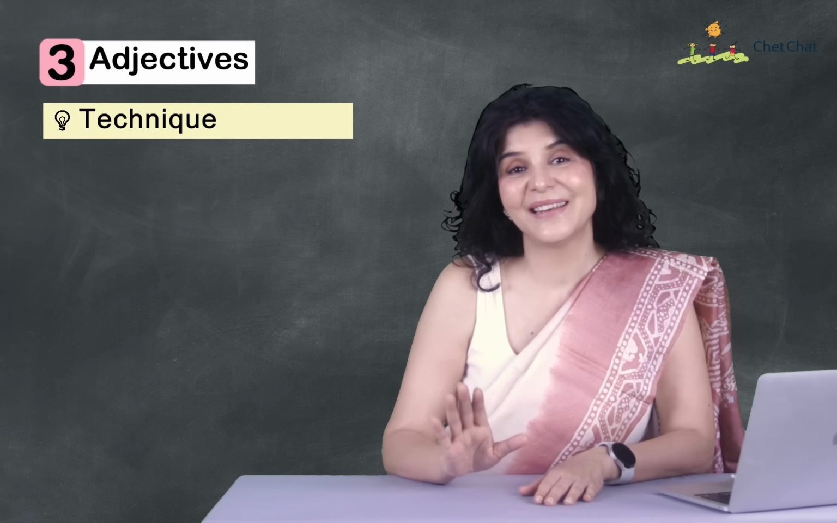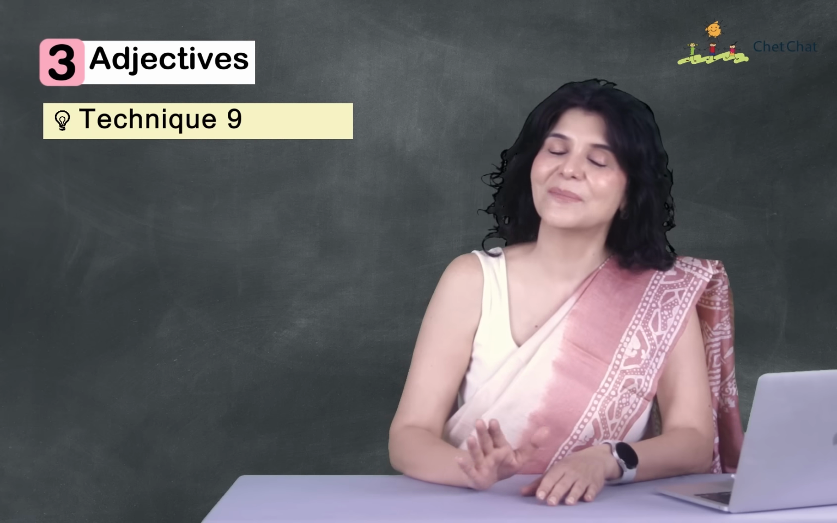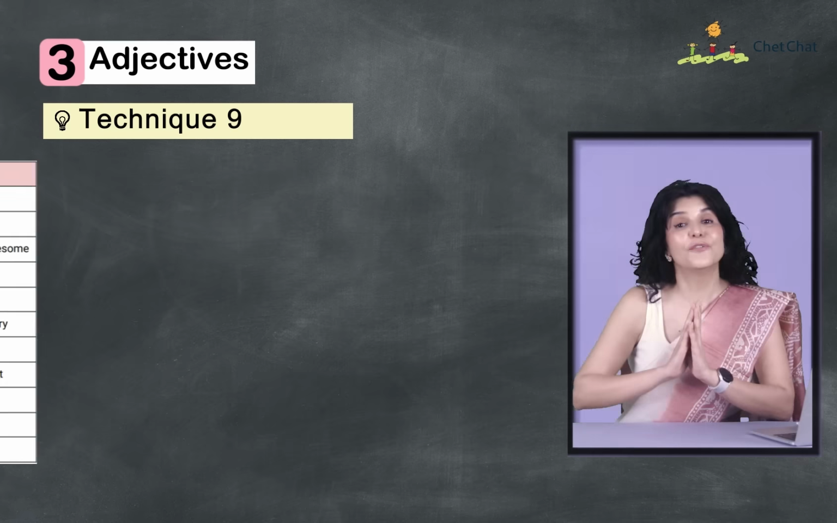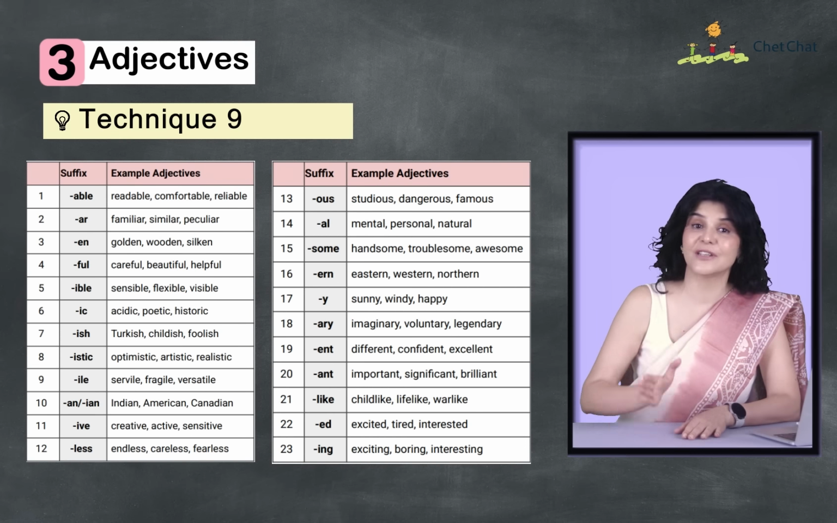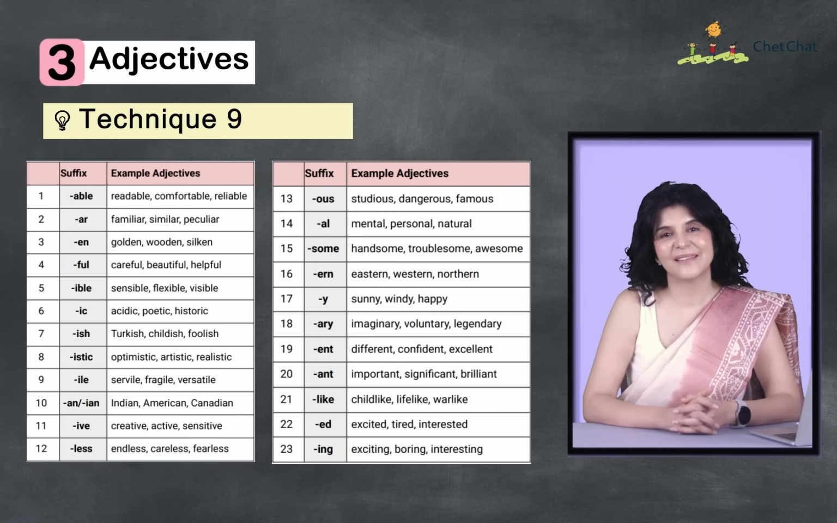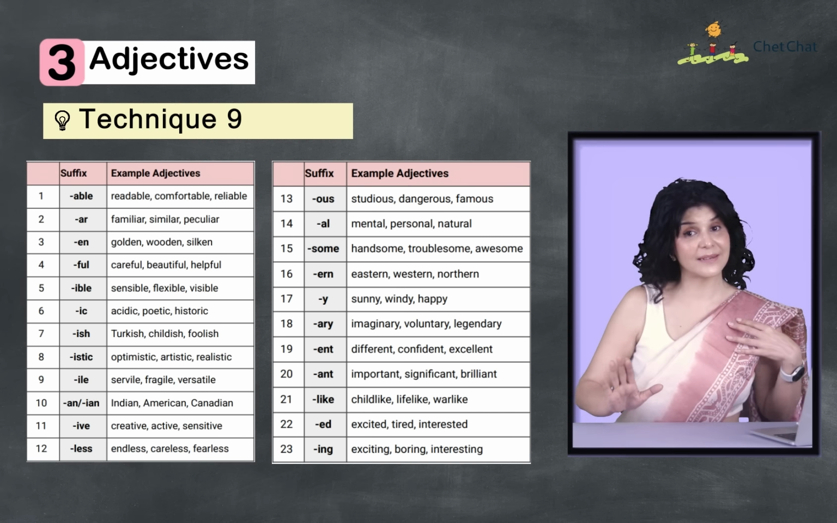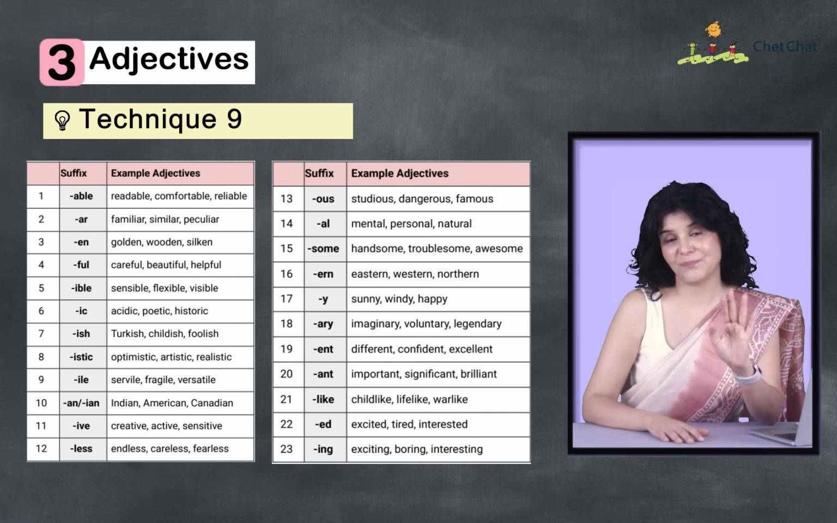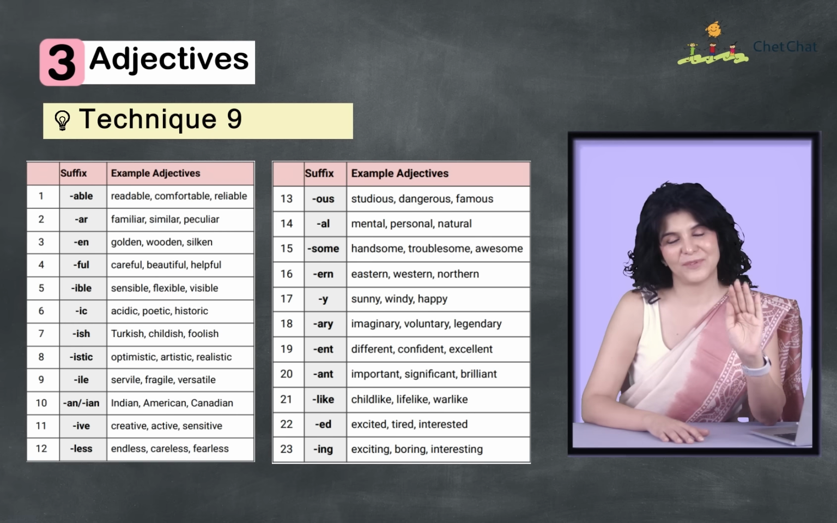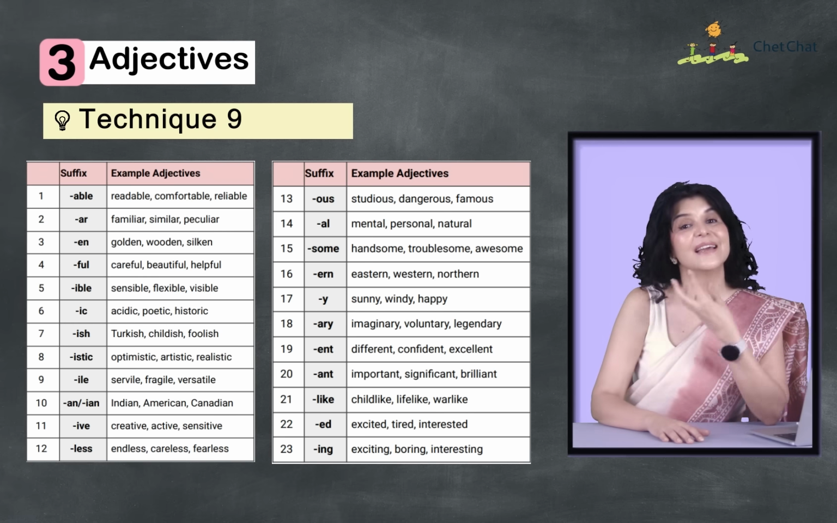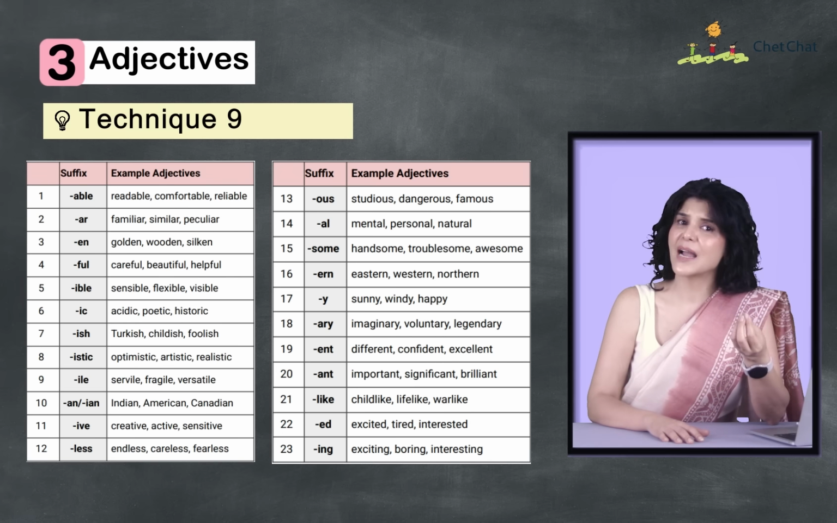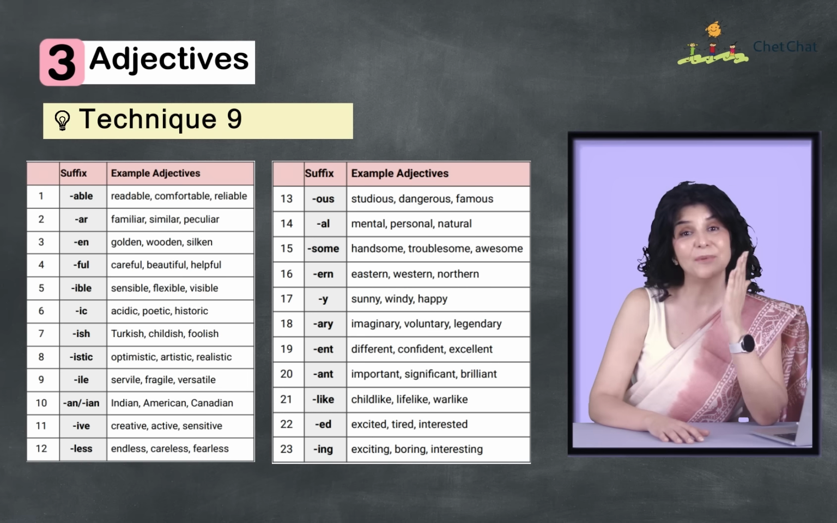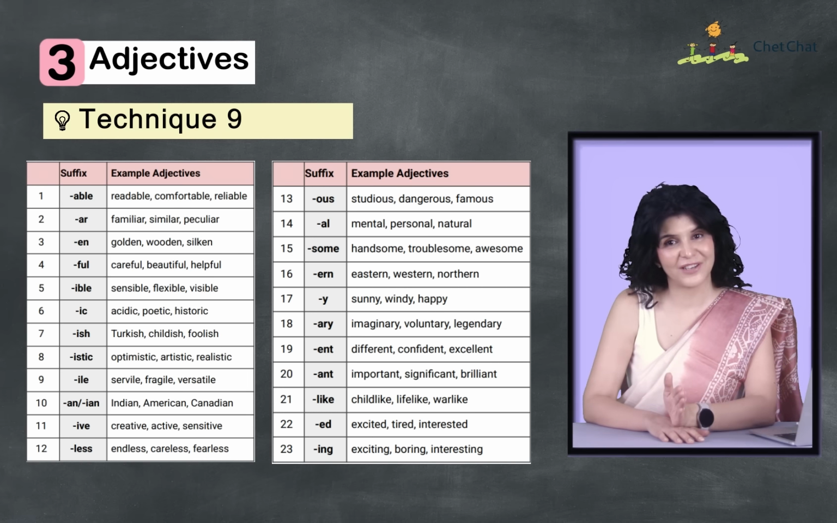Our final technique for identifying adjectives is technique number 9, which is suffixes. We have 2 tables for you with a full list of all the adjective suffixes and some example words. This is a complete list. Like I said, you will not find this in any book or video, but be careful. Be careful of what? Of the exceptions. When you spot the suffix, consider it as a clue. It might be an adjective. Next, use one of the hacks that we've shared earlier and double check if the word is an adjective.